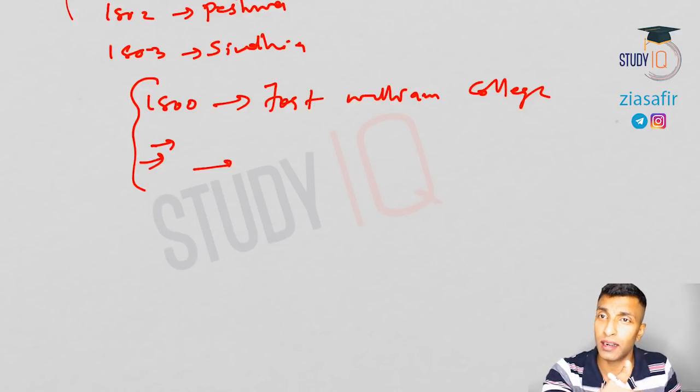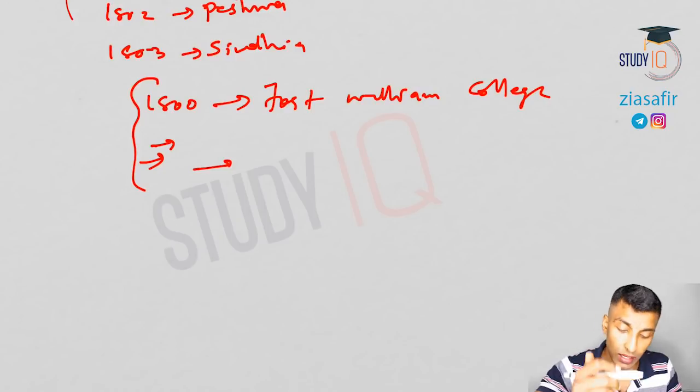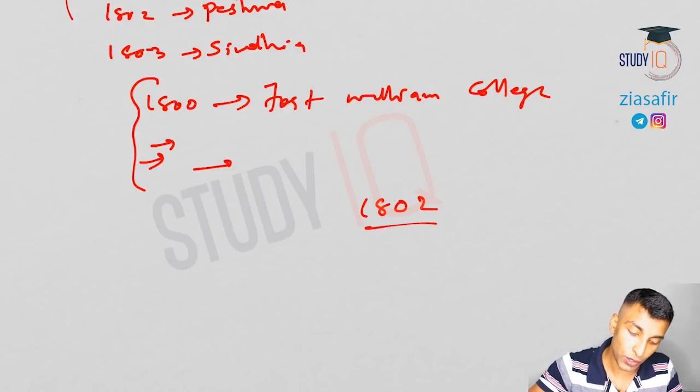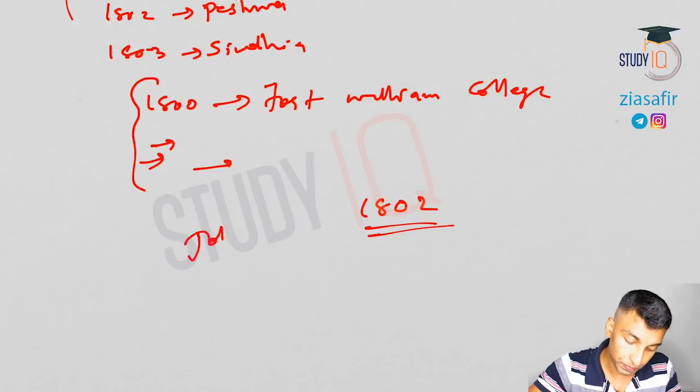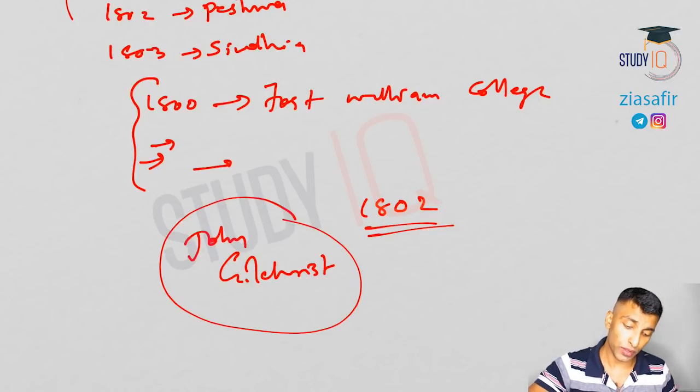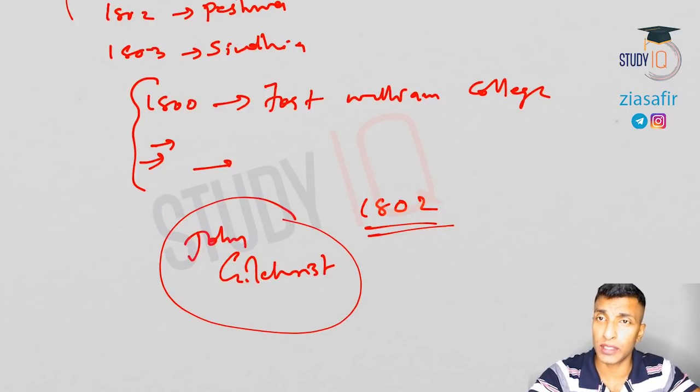But this college did not go well. There was a controversy, there were issues between the Board of Control, the Court of Directors and the company. Then it was shut down. It was closed in 1802. The college was closed, and the first and only principal of this college was John Gilchrist. Okay, so that's it. These are the most important points that you need to remember.